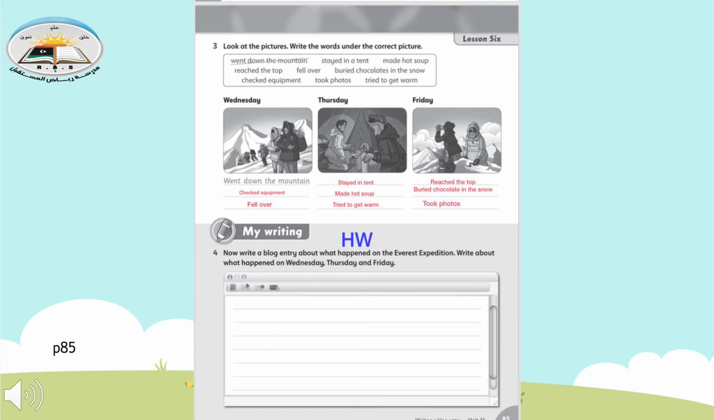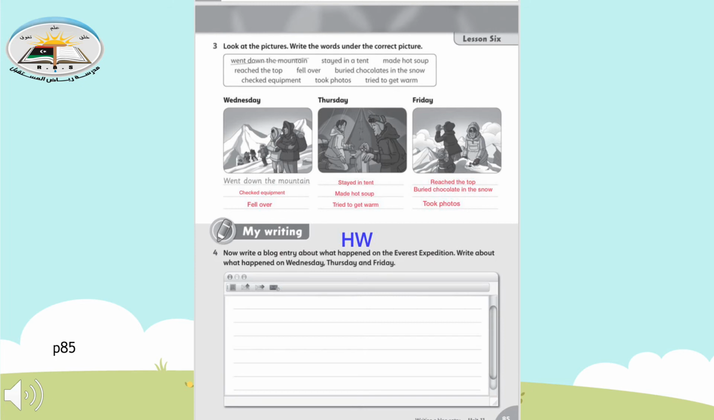School English Course Grade 4 Workbook. Now open your workbook, page 85, and let's look at page 85 together. We have lesson 6, question number 3. Look at the pictures, write the words under the correct space.